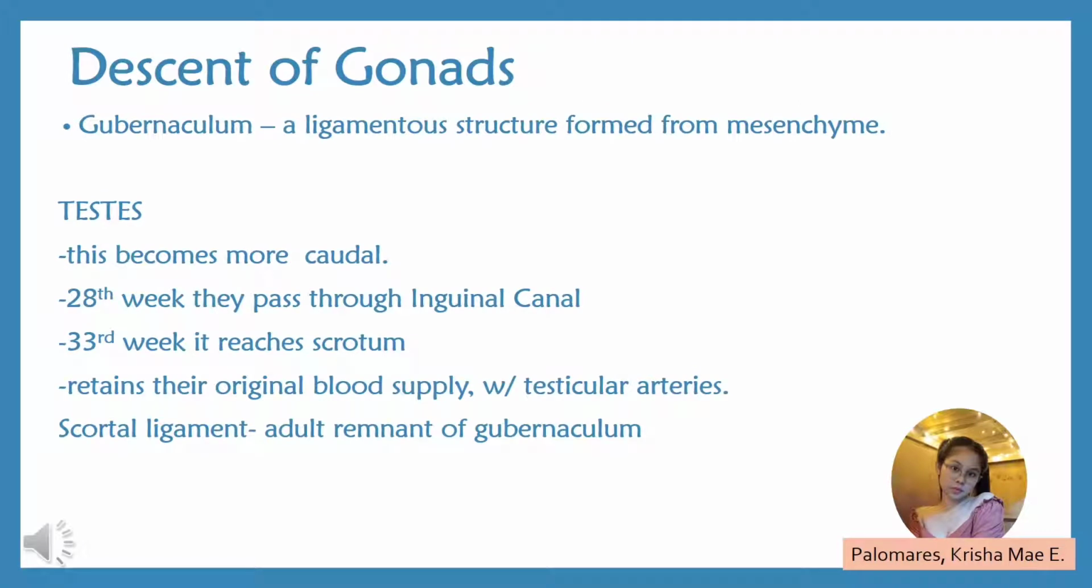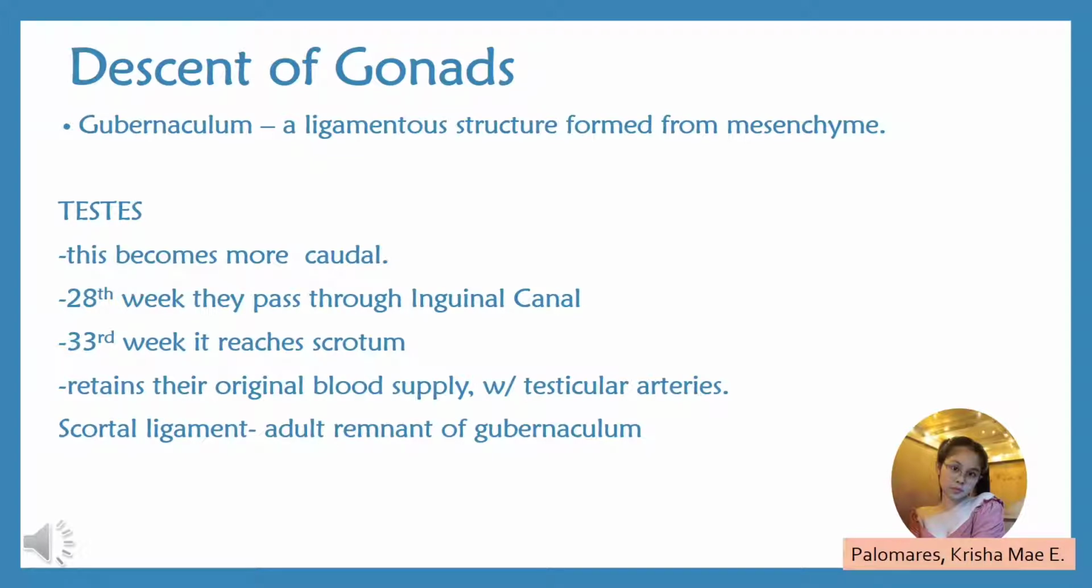Descent of the gonads. While the gonads arise in the upper lumbar region, they are each tethered in the scrotum or labia by the gubernaculum. The gubernaculum is a ligamentous structure formed from mesenchyme. As the body of the fetus grows, the testes become more caudal. They pass through the inguinal canal around the 28th week and reach the scrotum by the 33rd week.